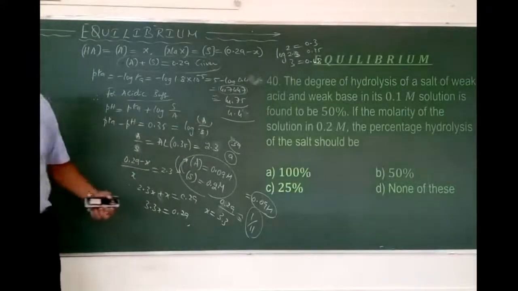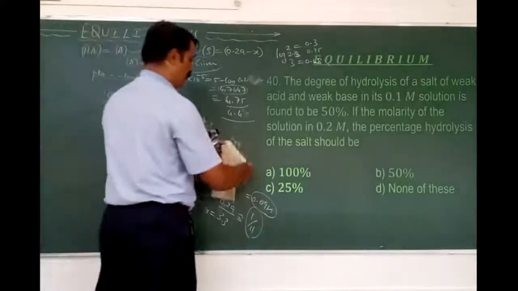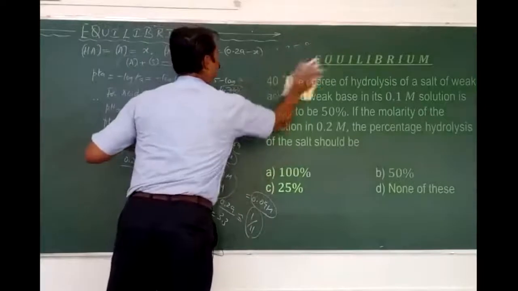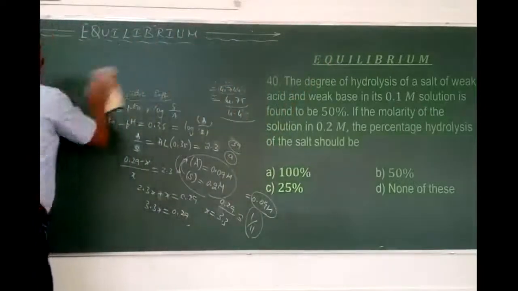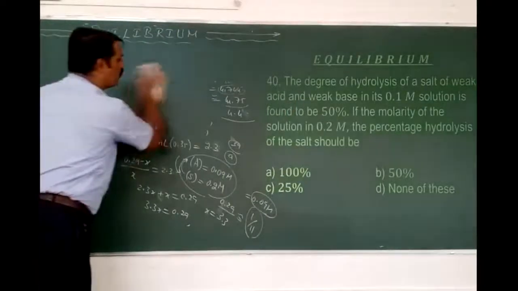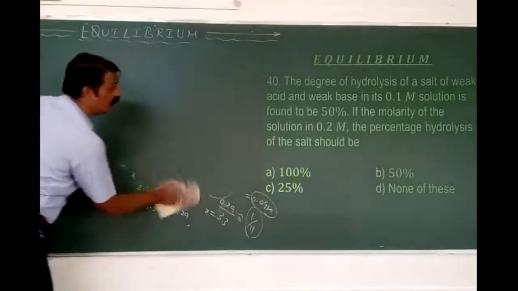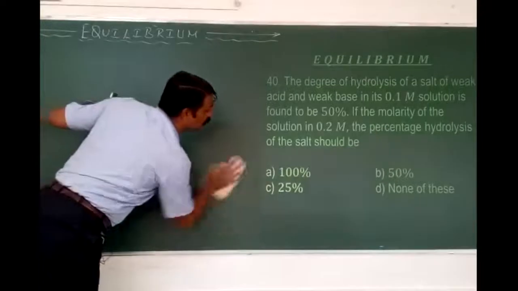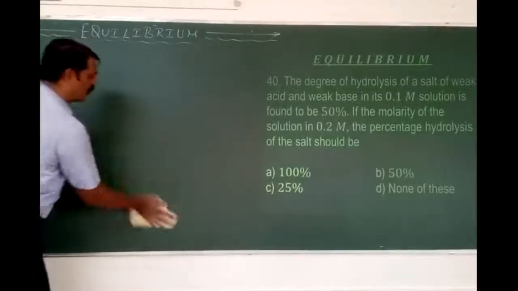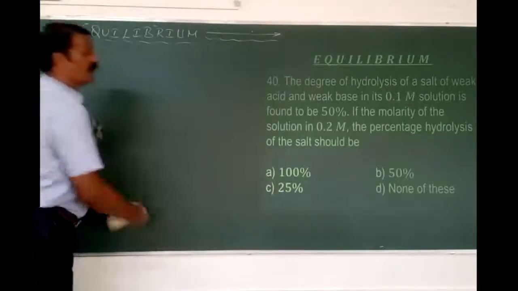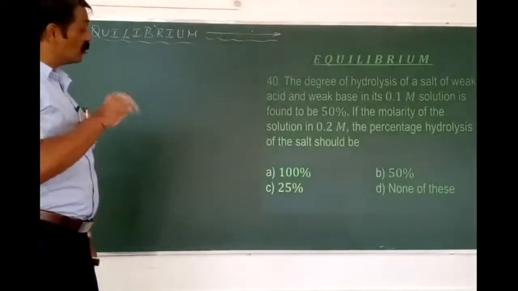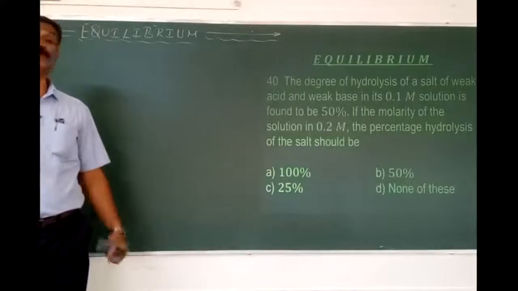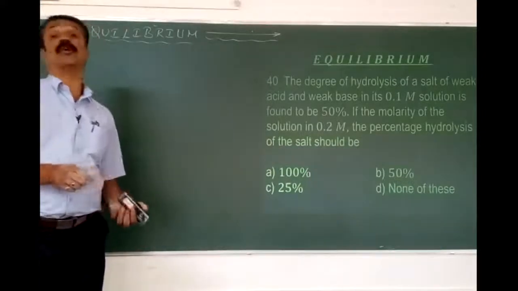Next, the 40th. The degree of hydrolysis of a salt of a weak acid and a weak base in its 0.1 molar solution is found to be 50 percent. Suppose the molarity of the solution is 0.2 molar, then what would be the percentage of hydrolysis of that particular salt?